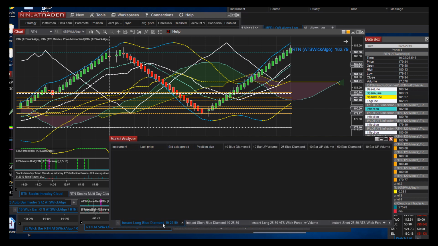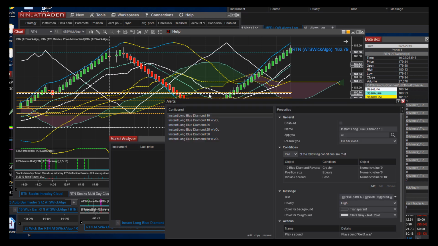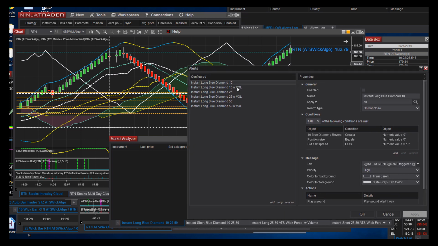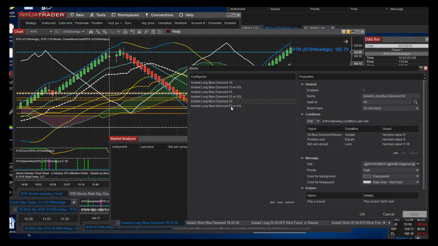They're two different columns, because you don't want to have long and short trades happening from the same columns. You get very confused there. You don't want to do that. That's why I separated them. This is an instant long blue diamond. 10, 25, 50 are all in here. So it's set up for whatever size candles you're trading on. You've got a 10 without volume. You've got a 10 with volume. 25 without volume. 25 with volume. And that's the one I have enabled. And the others are not enabled.